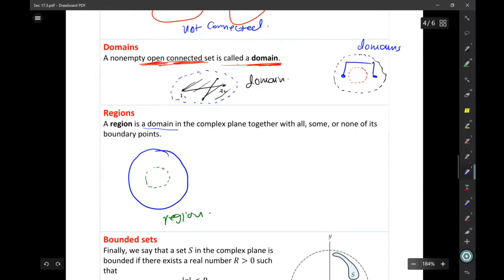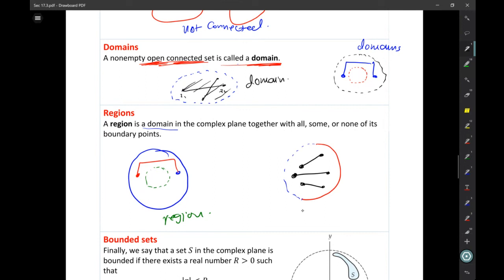Why? Because this set is basically connected. You can connect any 2 points. Also, it contains the boundaries. So this is called a region. Or, it is not necessary for all the boundaries to be included, but maybe some of the boundaries. This set here is connected. It has some of its boundaries. So this is a region.